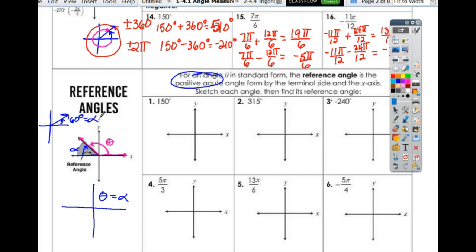In the second quadrant, if it's over here, I'm going to take pi minus theta, or 180 degrees minus theta. The angle. So this one I'm going to do the other way, theta minus 180, or theta minus pi. And the last one is going to be 360 minus theta, or 2 pi minus theta.